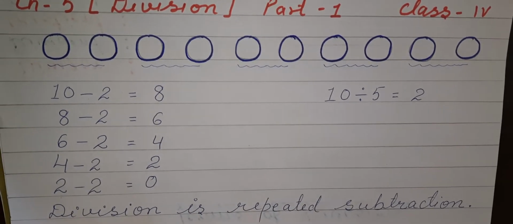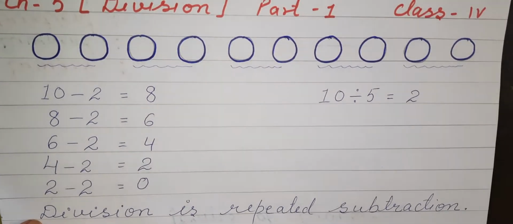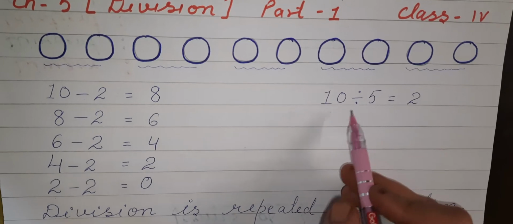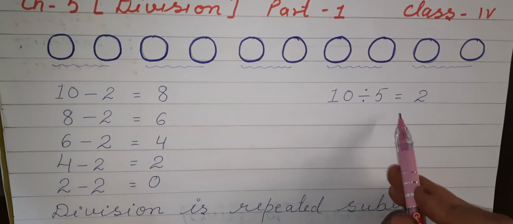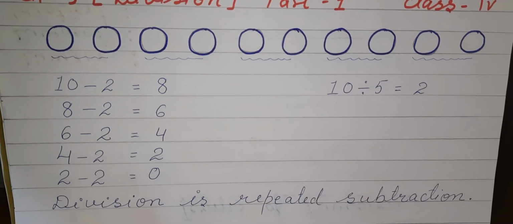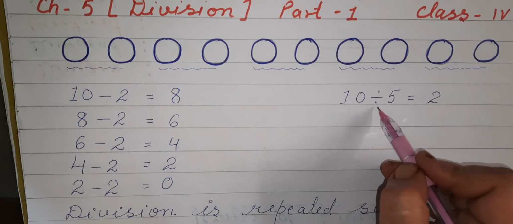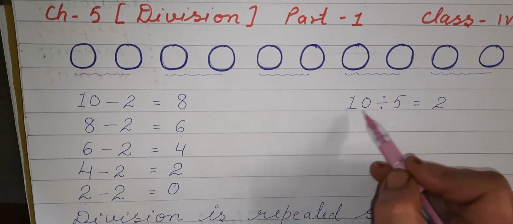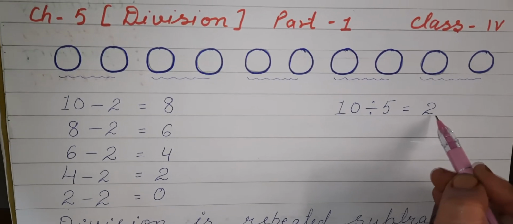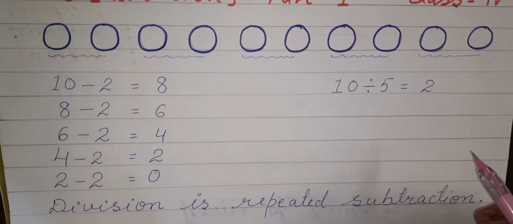So division is repeated subtraction. Now it is the second method of division. 10. How many marbles? 10. How many friends? 5. So 10 divided, it is the sign of division, 10 divided by 5 equals 2. It means every friend will get 2 marbles.